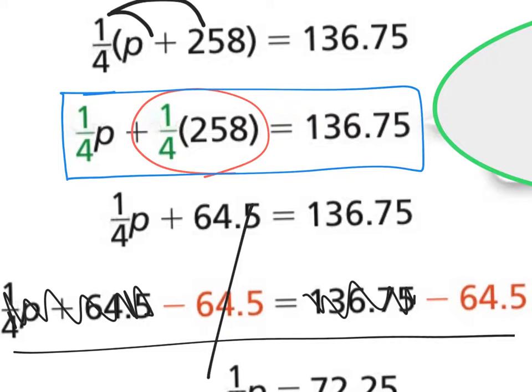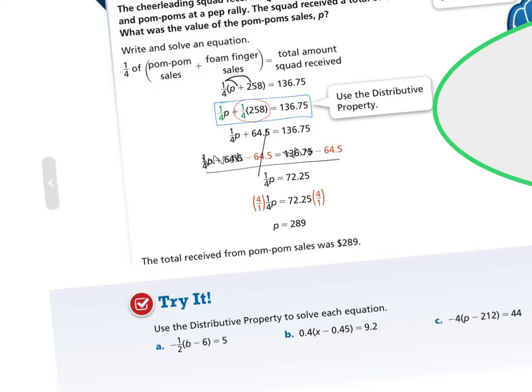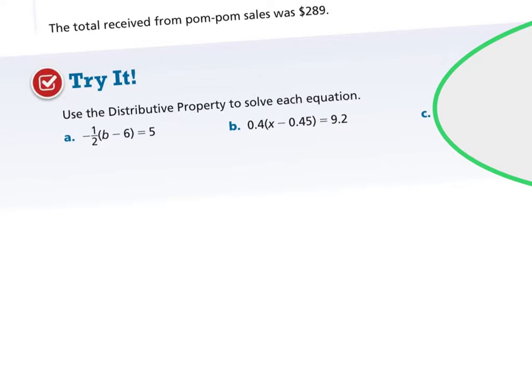There may be some problems, if you look at the bottom of the page, the try it, that are already equations set up for us to distribute, so we don't really have much say in that. If it's already set up, we pretty much have to use the distributive property to solve those.